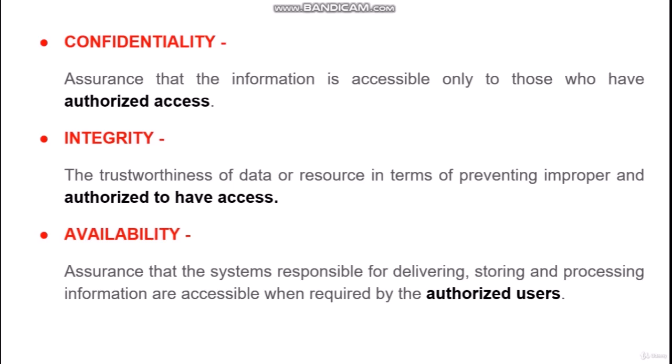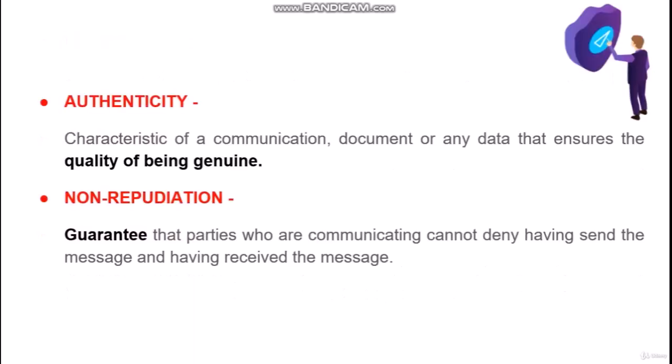Availability. Availability assures that systems work promptly and service is not denied to authorized users. I am the authorized user. I want to access the authorized information. I have the right to access this authorized data 24 by 7. The two more terms are authenticity and non-repudiation.